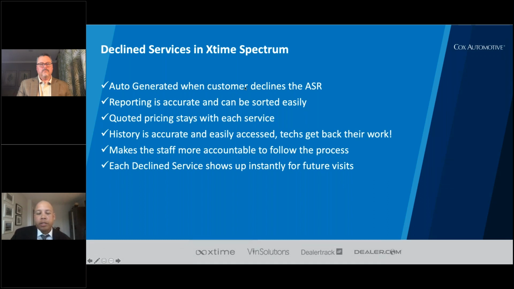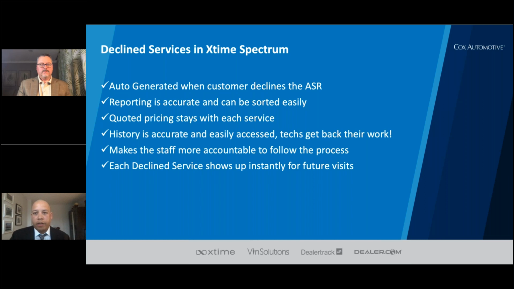We have different reports, and I'll get into those a little bit later, that'll show you how you can track your ASRs, your declined services, how you can find different price points, who's doing more, who's doing less, things like that. Your quotes will stay accurate. There will be price changes at some point, but in general, you won't have a customer telling you that you told me $250 for a timing belt when the timing belt's $999.